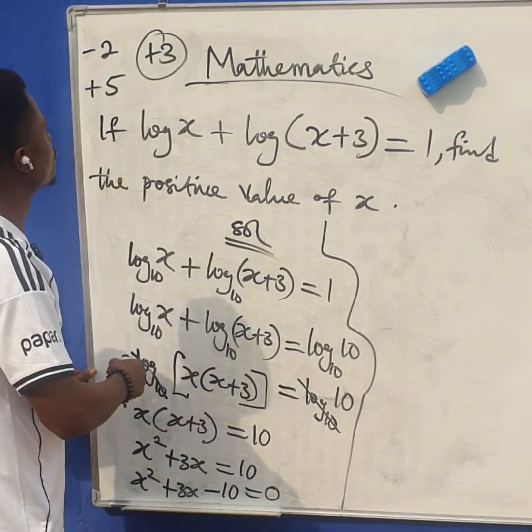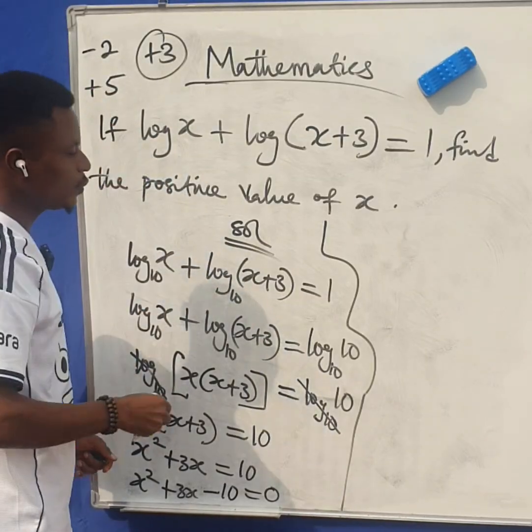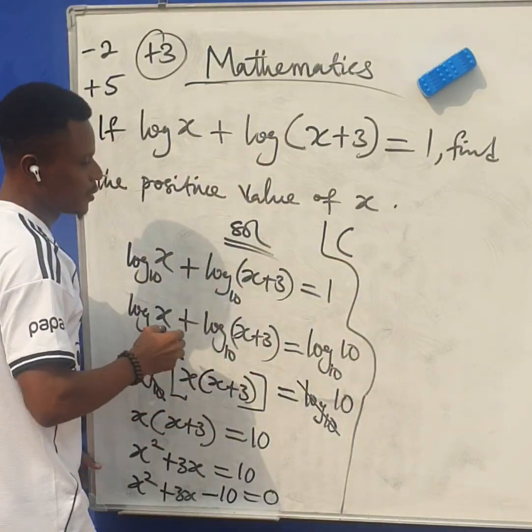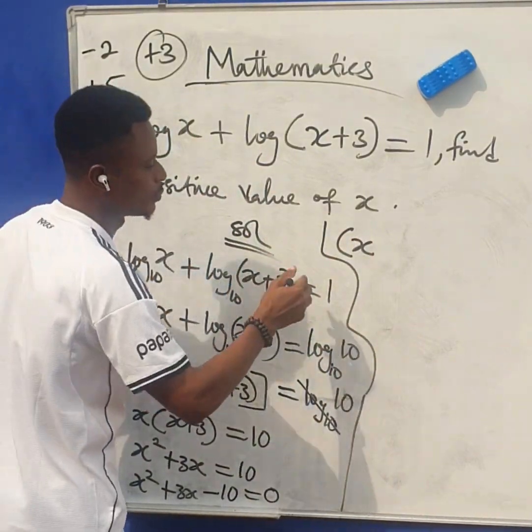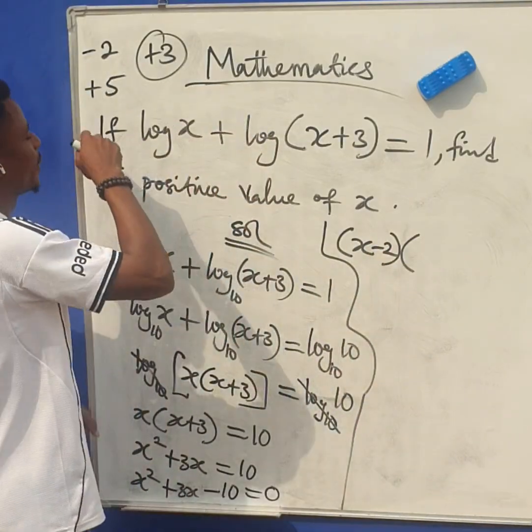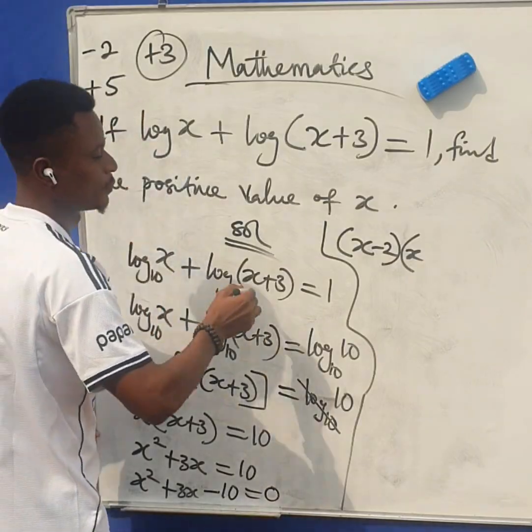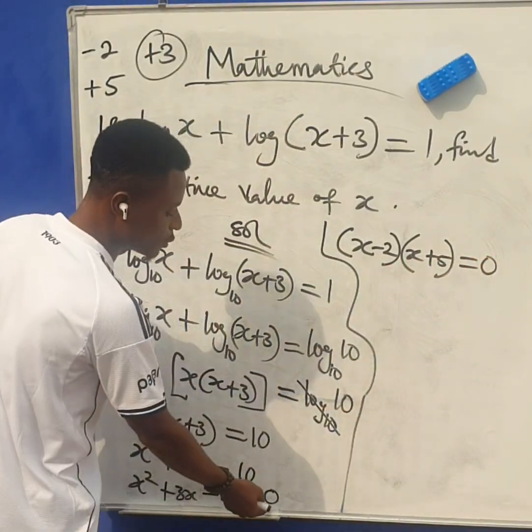So because we have gotten the two numbers we are looking for, negative 2 and positive 5, we are going to open a bracket and write x minus 2, close the bracket, and open another bracket and write x plus 5. Everything will be equal to 0.